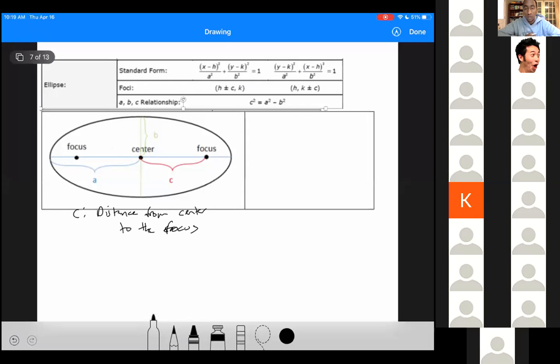Which one will always be bigger, the A or the C? Think about that. Which one will always be bigger, the A or the C? And will it always be bigger?